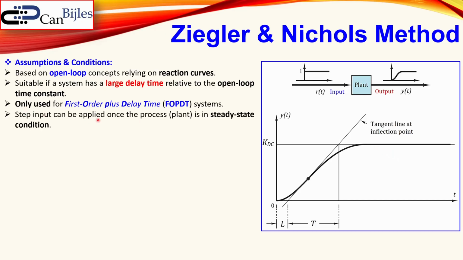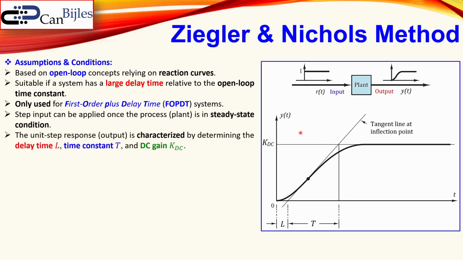So the step input can be applied to the process, and it should also come to a steady state, as we have discussed. From there, as said, we determine these three parameters, and that will then be used to determine the PID controller. Of course, you can also build a P controller or PI controller. It doesn't mean that you have to do a PID controller, but that is up to you.